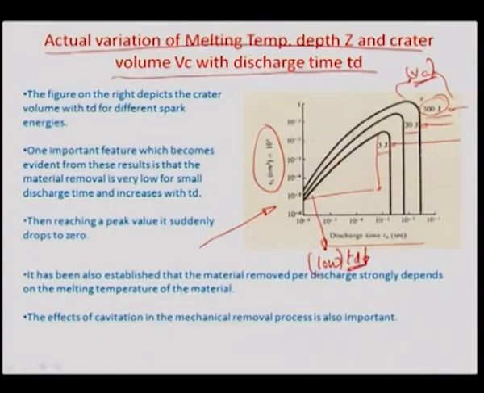which is for obvious reasons: if the spark is not of enough duration, the transition time for the heat energy to flow through the material will also be less, and because of that the depth that the melting temperature can cover, which is also a function of the heat energy the spark is able to release on the surface, will also be less.